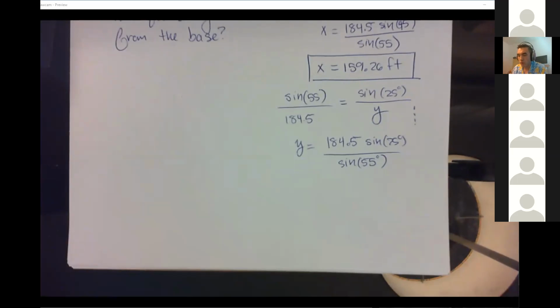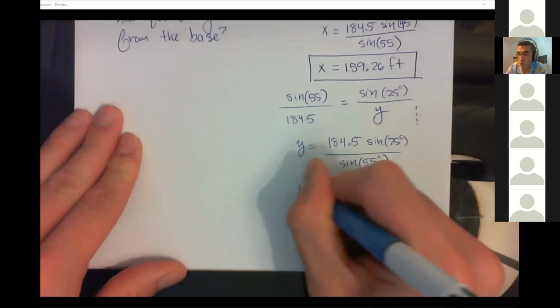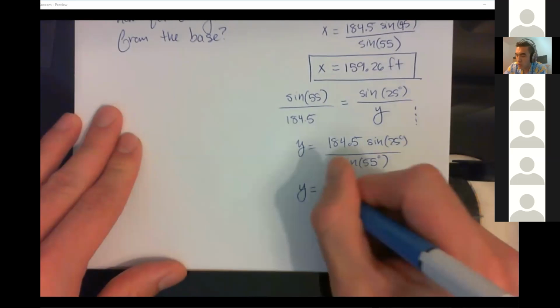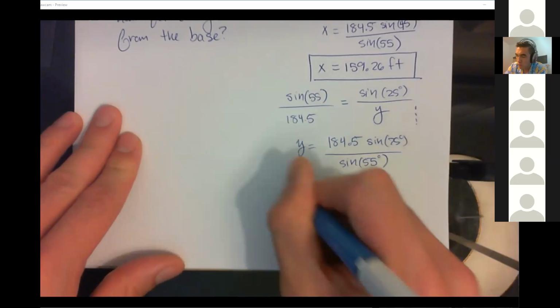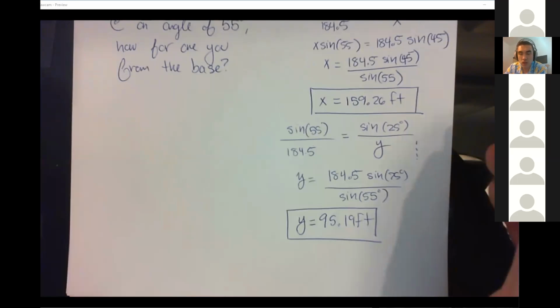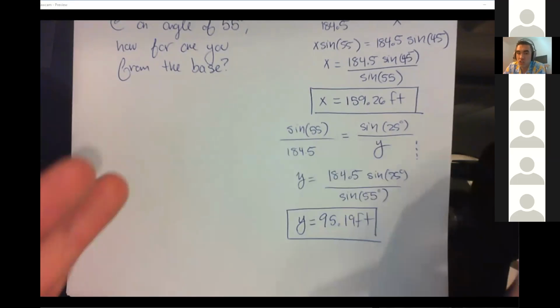So that's 184.5 sine 25 divided by sine 55. And here we get that on that side of the tower, you have to stand a lot closer to it in order to view the peak at the same angle. In this case, y is equal to 95.19 feet. And again, this is all due to the fact that these two would be the same if this tower was standing straight up and down, but because it's leaning, you're going to get a different view of it based on which side you're standing on.